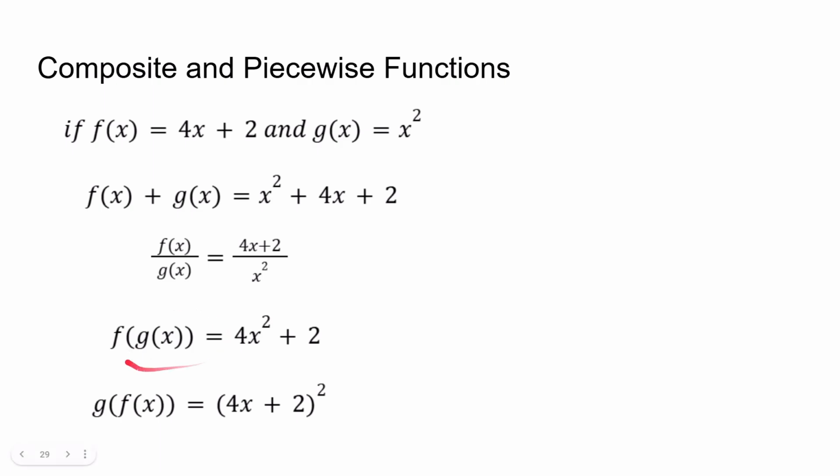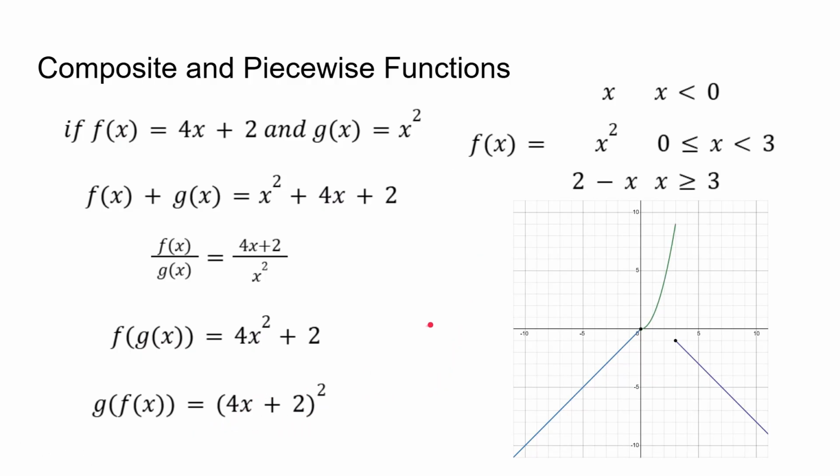However, if you have composite functions, where one function is nestled inside of the other, this is the function f of g of x is what you would say. Given the f of x expression, we'll plug g of x into it. So we'll plug x squared into this 4x plus 2, and we'll get 4x squared plus 2. And if we swap the order, so g of f of x, then we'll have this g of x function, and we'll plug the f of x function in for x for g of x. And we'll get 4x plus 2 quantity squared.